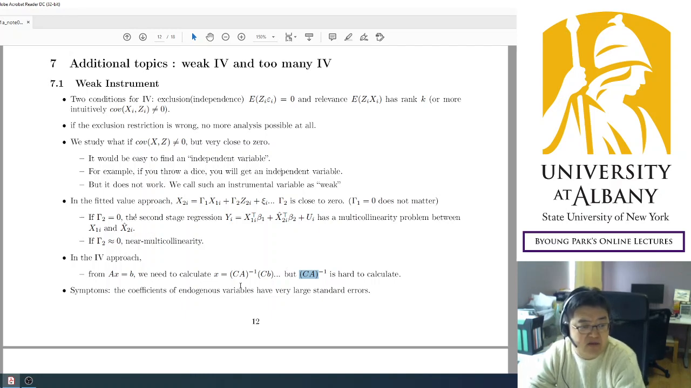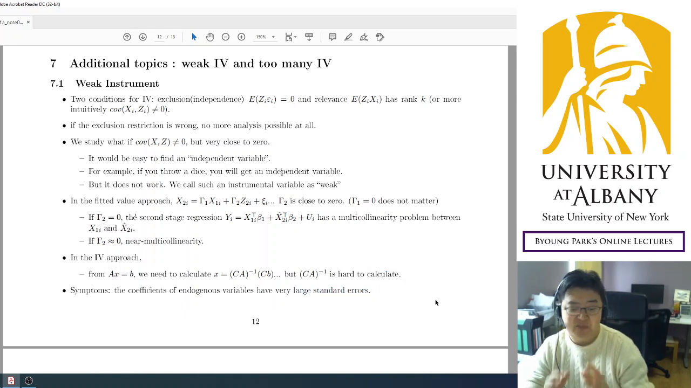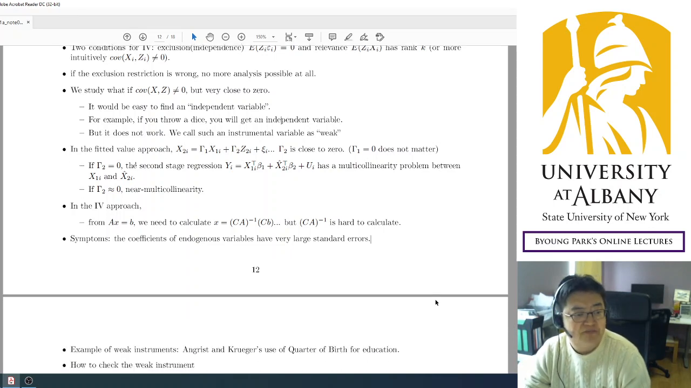So again, when you have a weak instrument, the symptoms are very similar to what you see from the near multicollinearity problem. The coefficients of endogenous variables are very inaccurate, and that's reflected in large standard errors. The standard errors will be really large because the denominator is close to 0, right?